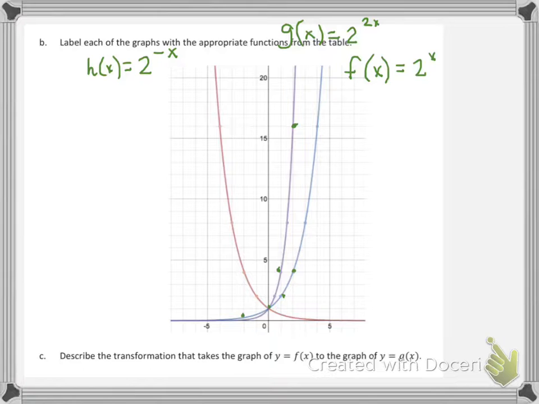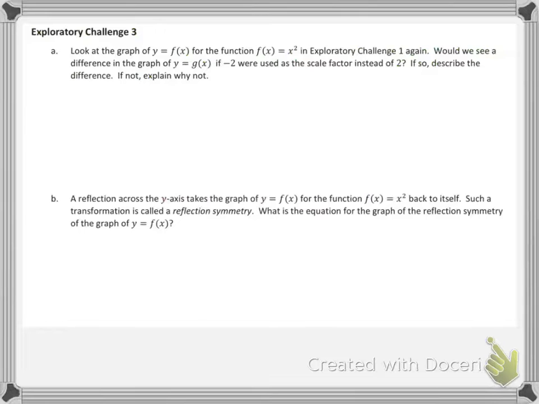Interesting. And then clearly this red one has to be the h of x, but let's just test a couple of the negative values. When I had a negative 2, my y value is a 4, so negative 2, 4, and yes, that's on there, and negative 1, 2 is on there as well. And that is indeed a reflection, so a negative exponent produced a reflection over the y-axis. Nice. Okay, finally, exploratory challenge 3.